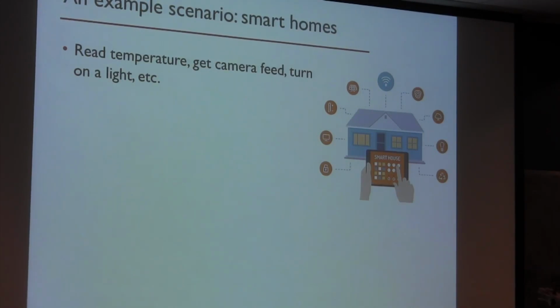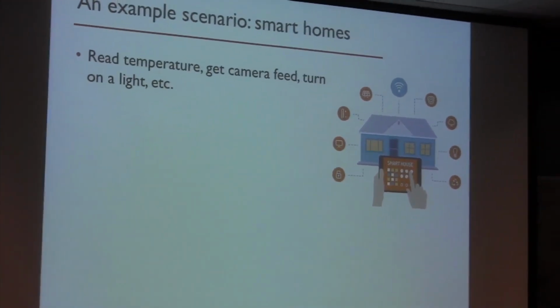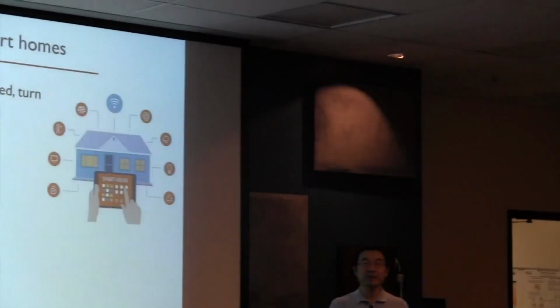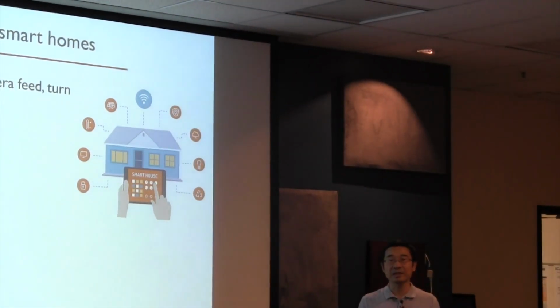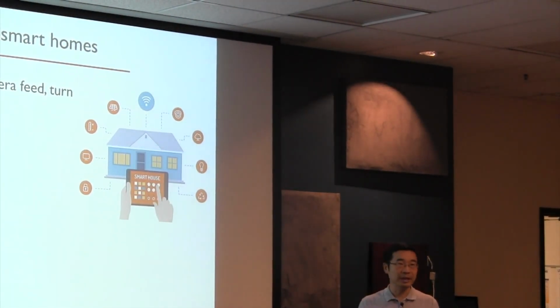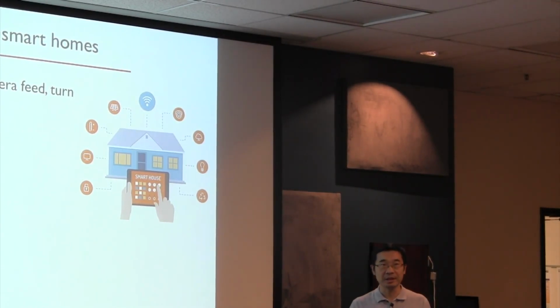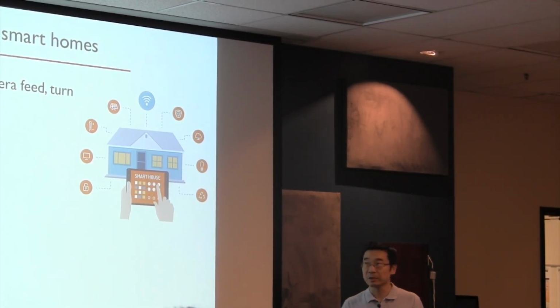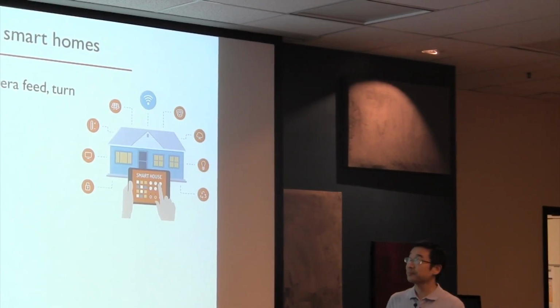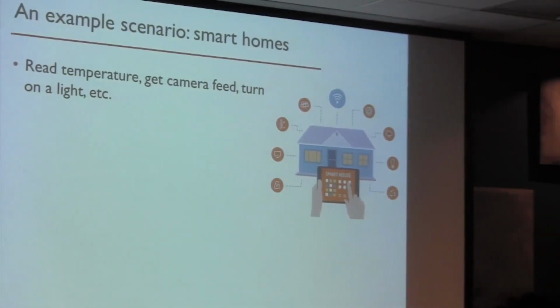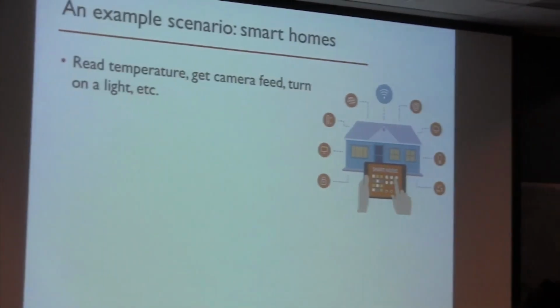application scenario, like a smart home. You have a lot of smart devices, and you use your mobile device, a phone or tablet, to control or communicate with these devices. Let's just take this as an example and see how NDN actually works in this scenario, and then I can go to the details of the mechanism. Say you want to read a temperature, or you want to get a camera feed or turn on a light.